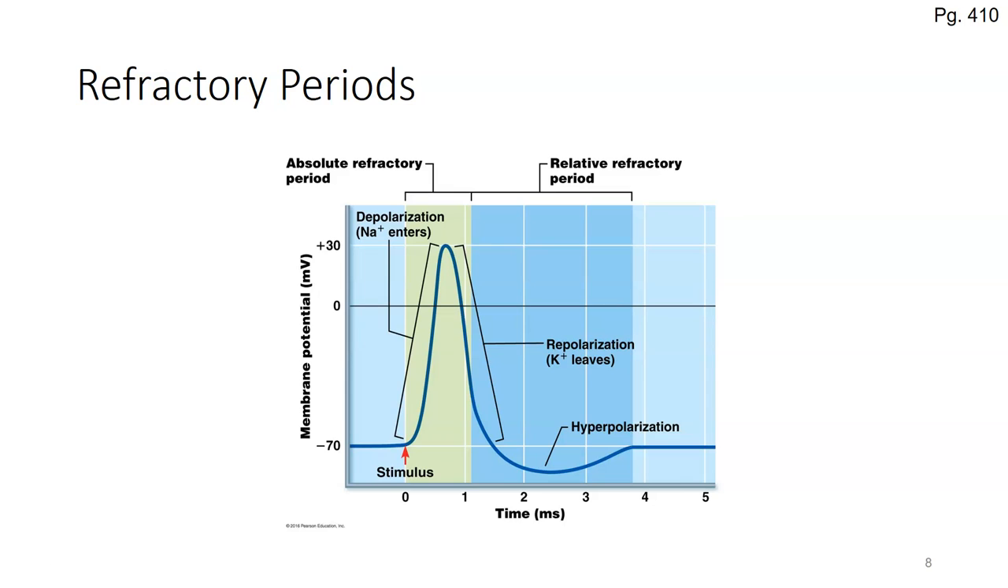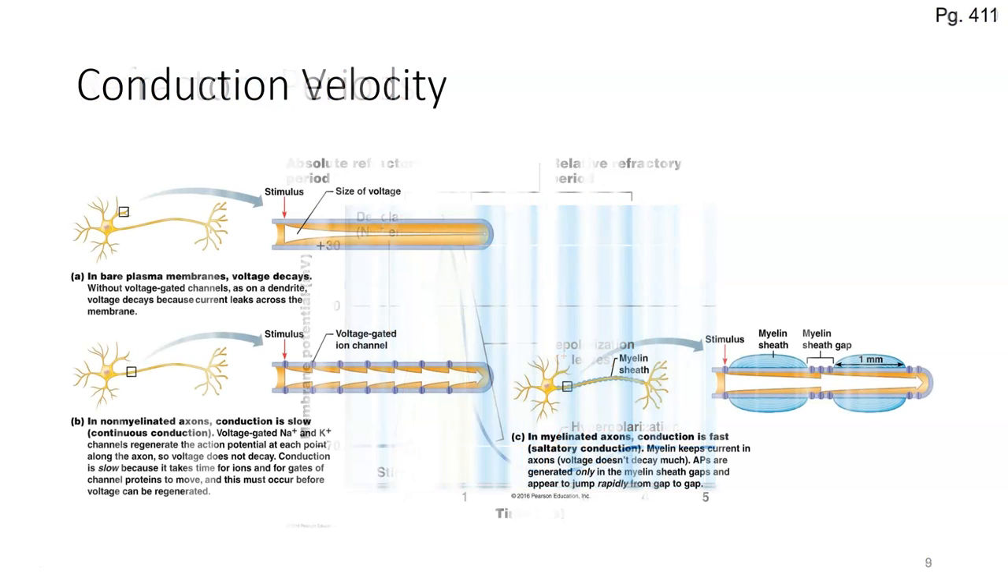A relative refractory period follows an absolute refractory period. Most sodium channels have returned to the resting state. Some potassium channels are still open. Repolarization is occurring. The threshold for action potential is elevated, and only an exceptionally strong stimulus could stimulate an action potential.